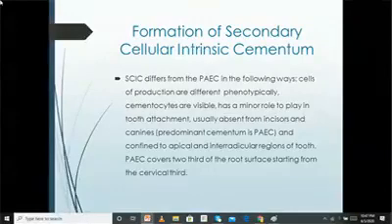So these are the differences between the primary and the secondary cementum. It is very important to be able to differentiate between these two types. I'm going to show you a figure of a section of the secondary cementum, and I will tell you how you identify the secondary cementum on a section, and that is a very important OSCE question.